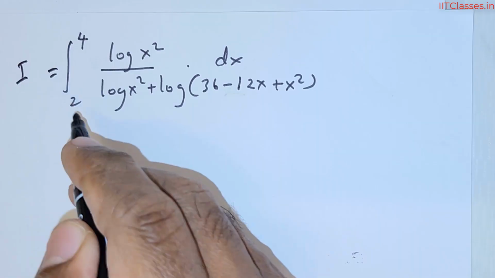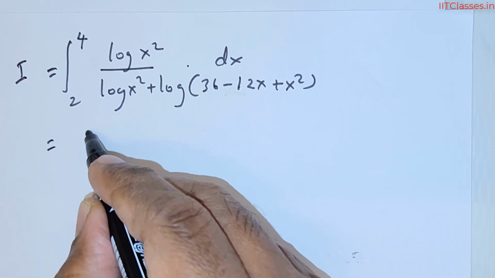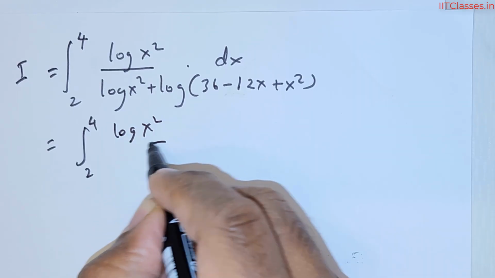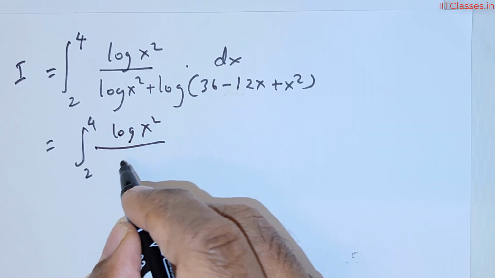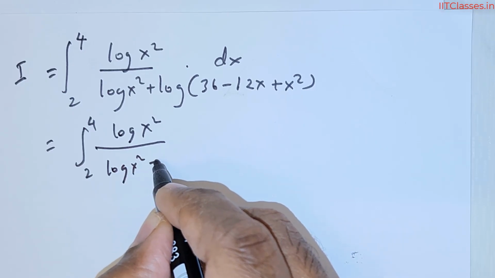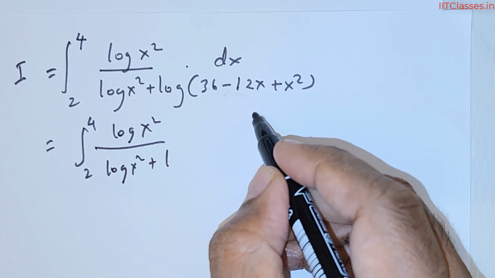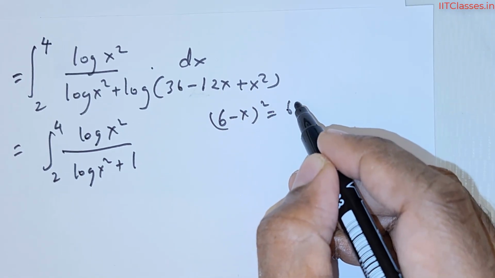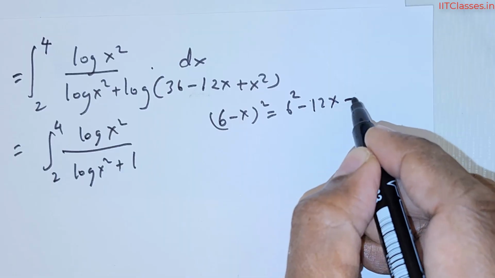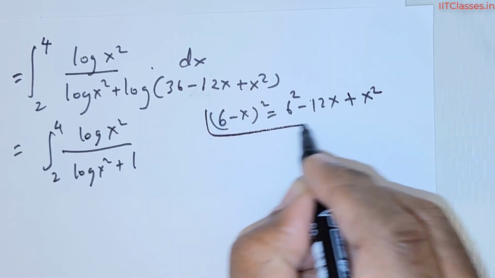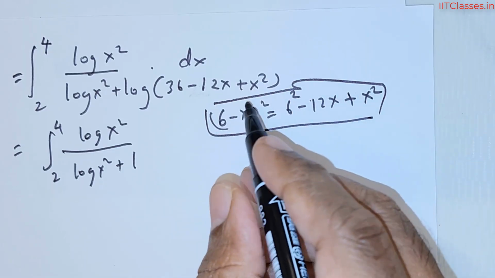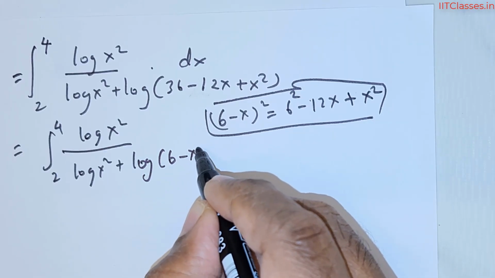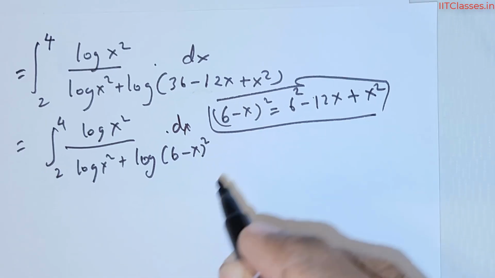Now let me take this as I, and rewrite this as the integral from 2 to 4 of log(x²) divided by log(x²) plus log of (6 − x) squared. If you expand this, you get 36 − 12x + x². So this is log of (6 − x) the whole squared. Of course we have the dx there.